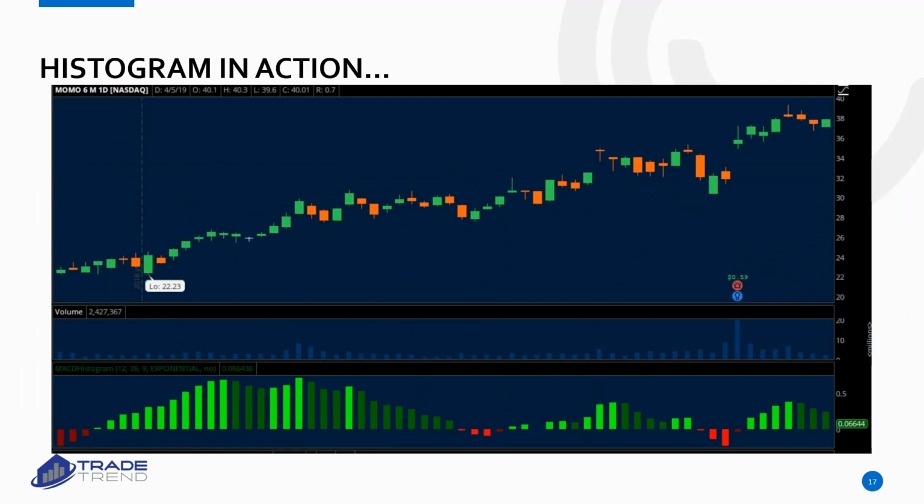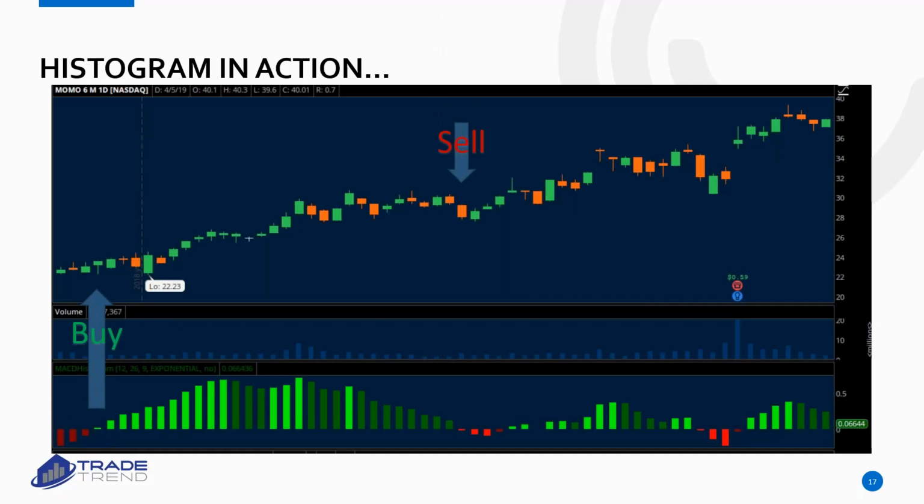This is a daily chart of the stock Momo, and you can see I've got the histogram plotted near the bottom. We went from red to green, telling us that momentum was shifting to the upside, and then you see that we get that nice steady uptrend after the histogram goes from red to green.